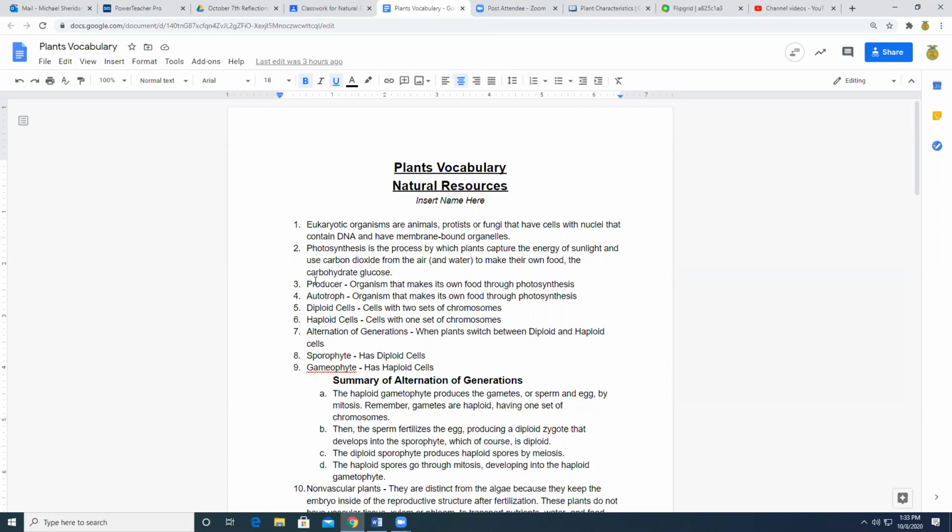Plants can be called producers and autotrophs. Autotroph meaning that they make their own stuff versus a heterotroph, which would mean that they need to get it from someplace else, that they're getting their energy from another food source. Autotrophs, they can make it all themselves. So autotroph is another word for plants. Producers, autotrophs, both plants.